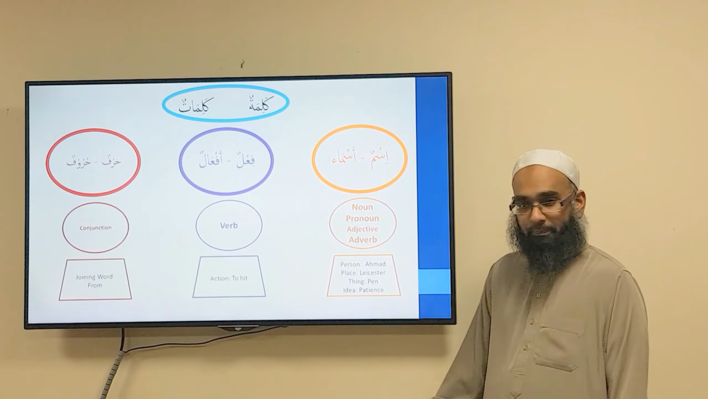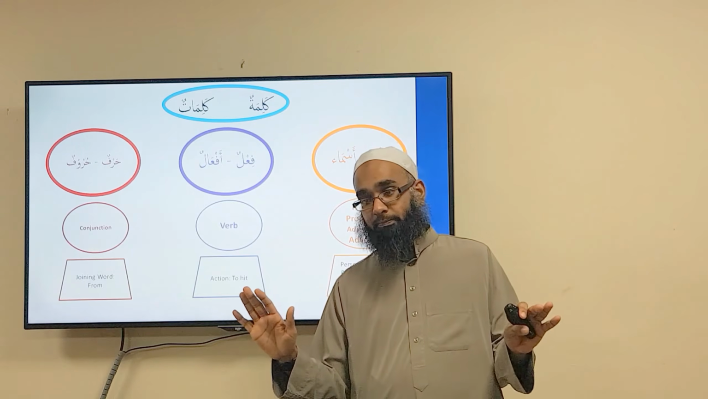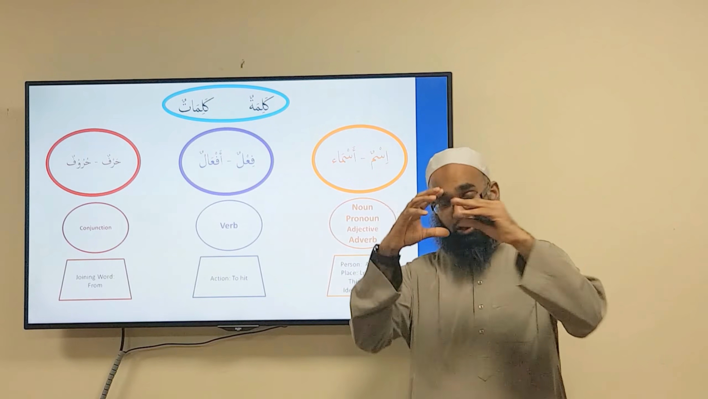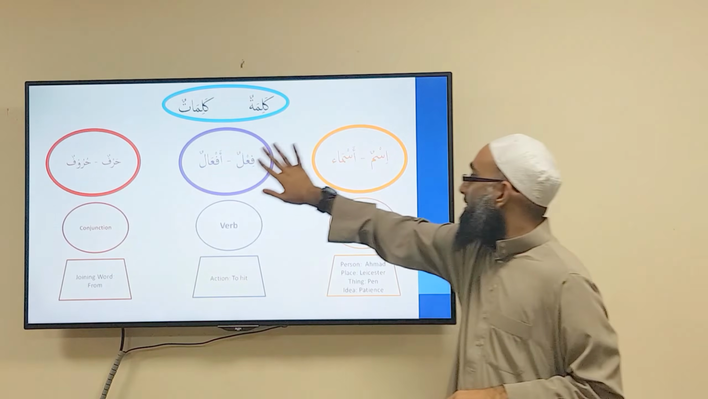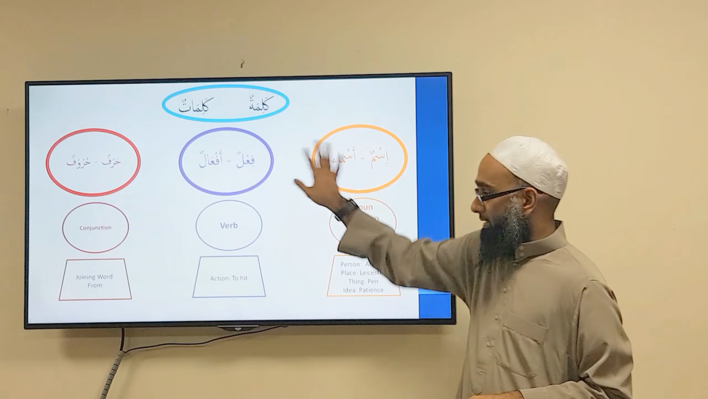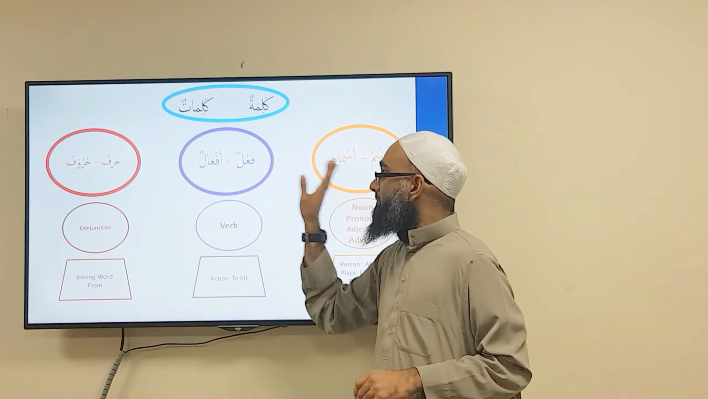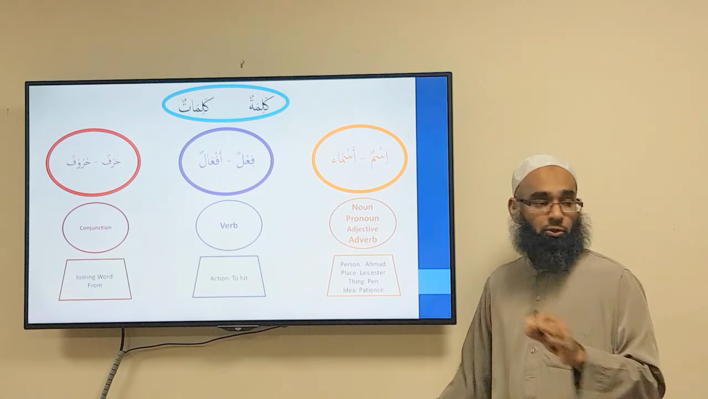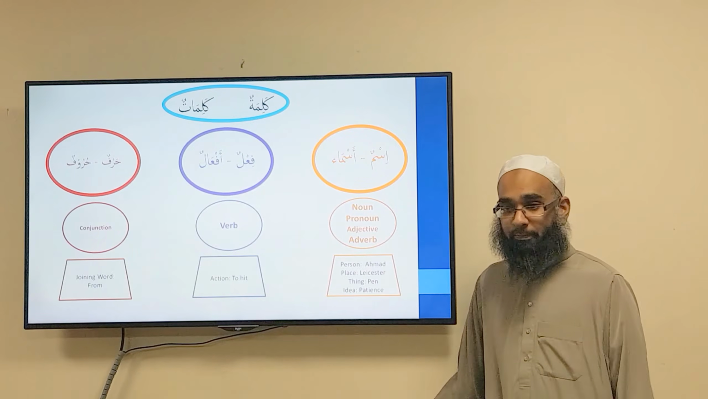Okay. So the summary of this is what? Kalima. Kalima is what? Word. And how many parts? Each word can be divided into one of these 3 categories. There's no 4th category in Arabic. What are these 3? Ism is a noun, and you have fa'il, and you have harf. Ism, fa'il, and harf. These are the 3 parts of speech you need to know for an Arabic word. Got it?